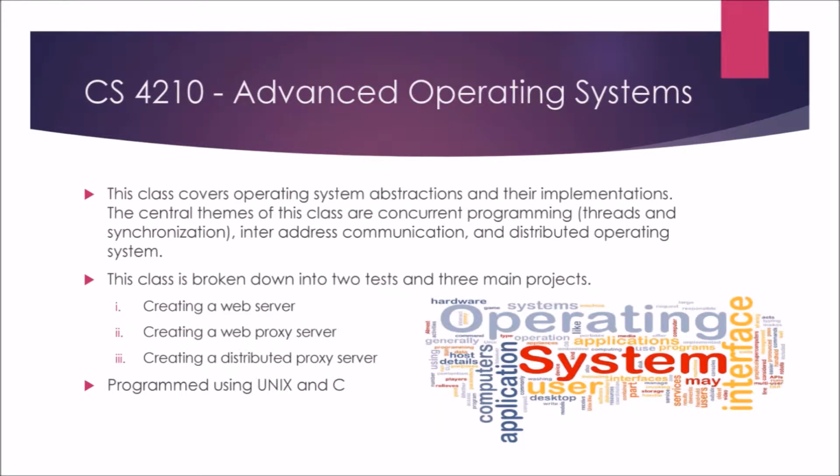CS 4210, Advanced Operating Systems, is one of the choices you get for your Systems Architecture thread. This class covers operating systems, abstractions, and their implementations. The central themes of this class are concurrent programming, threads and synchronization, inter-address communications, and distributed operating systems.